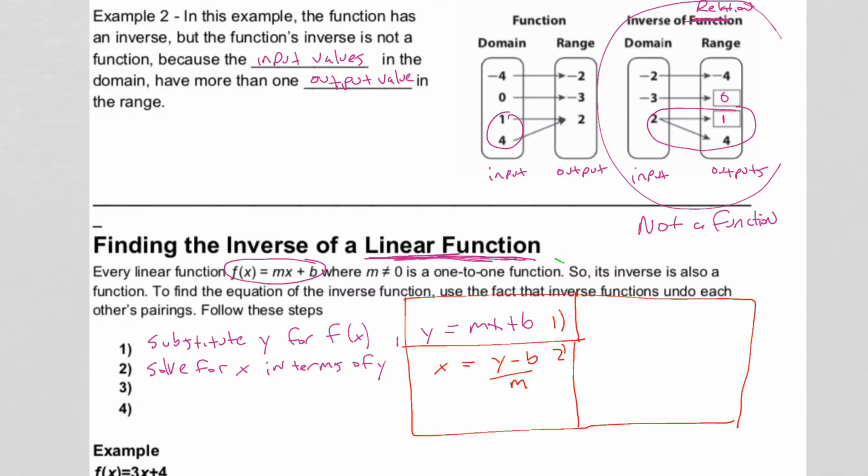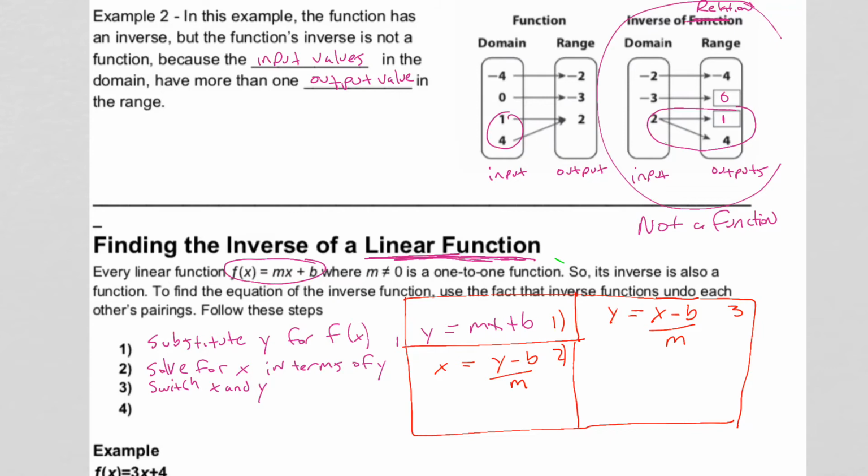Here's step 2. And step 3 is to switch x and y. Here's step 3. Y is equal to m minus b. I messed that up. Not m. X minus b. I'm just switching: for x, I'm putting in y, and for y, putting in x. X minus b over m.